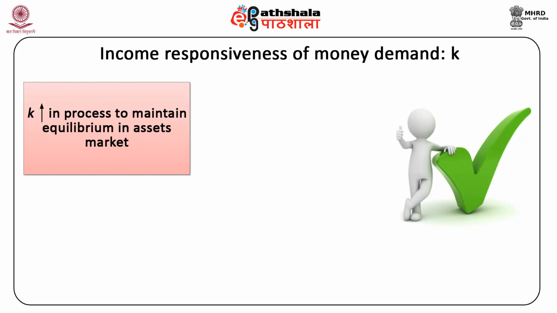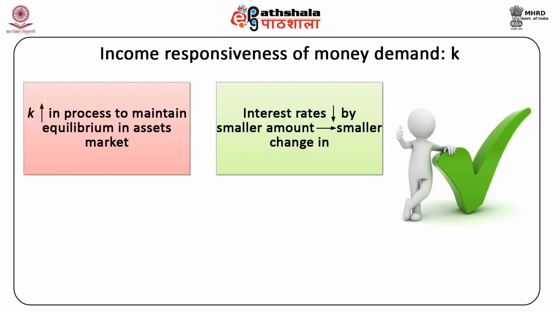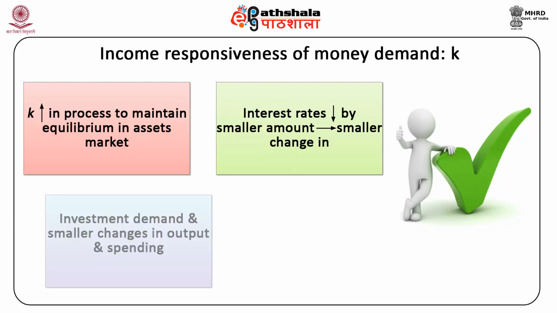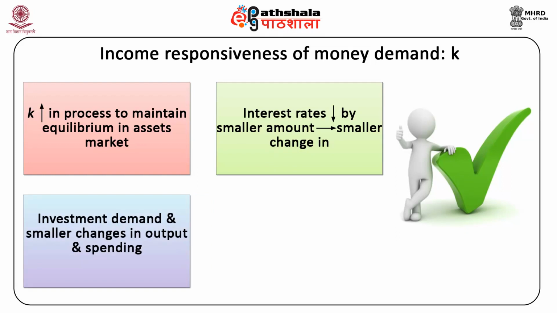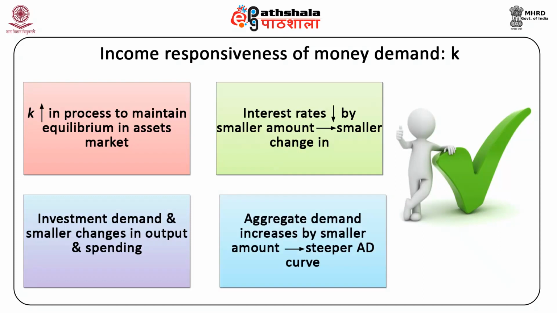However, if K increases in this process, then to maintain equilibrium in the asset market, interest rates reduce by a smaller amount, leading to a smaller change in the investment demand and smaller changes in output and spending. Thus, aggregate demand increases by a smaller amount, leading to a steeper aggregate demand curve.